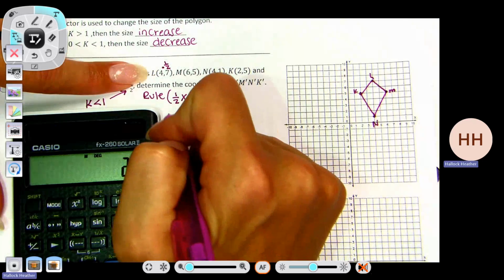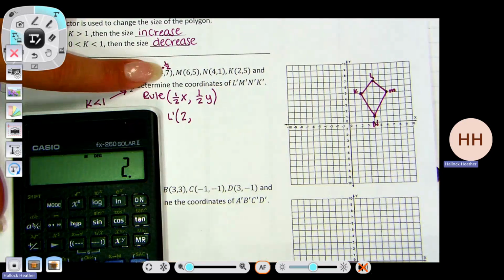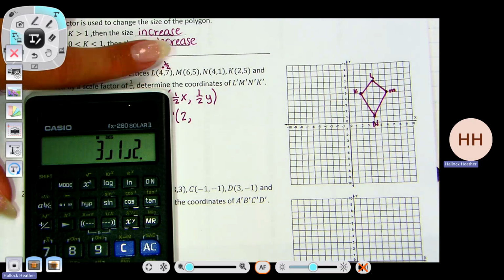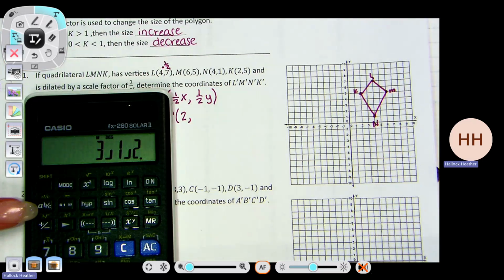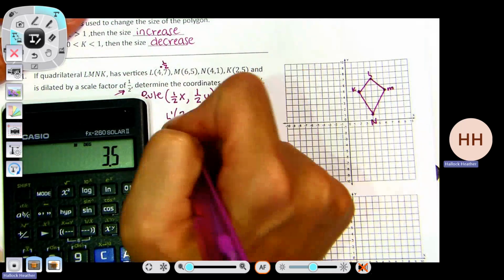So L prime, the first number is 2. We're going to do the same thing to 7. So we're doing 1/2 multiplying by 7, which gives you this crazy nonsense. That's 3.5. So if you don't know what that is, because sometimes it's not going to be 1/2, if you press ABC again, it's going to make it a decimal. 3.5 is 3.5. So it will change it to a decimal if you need.